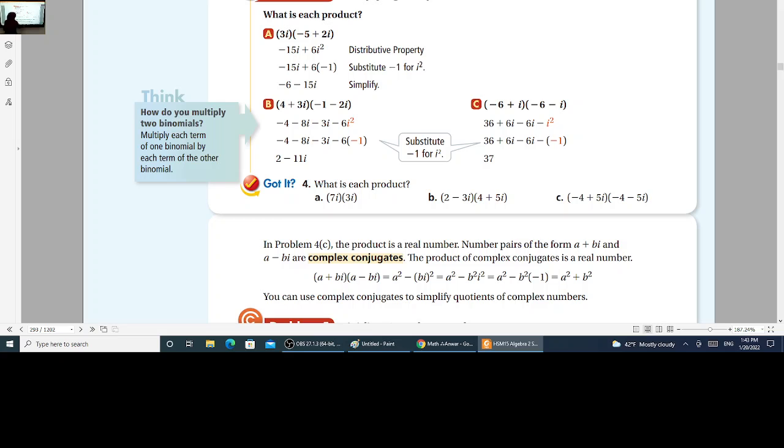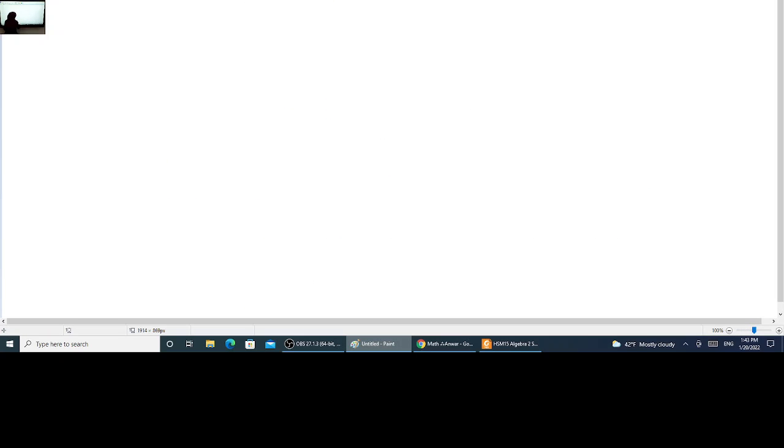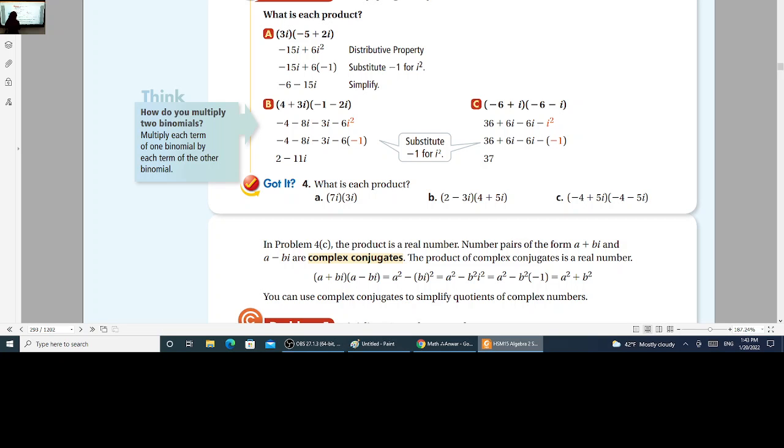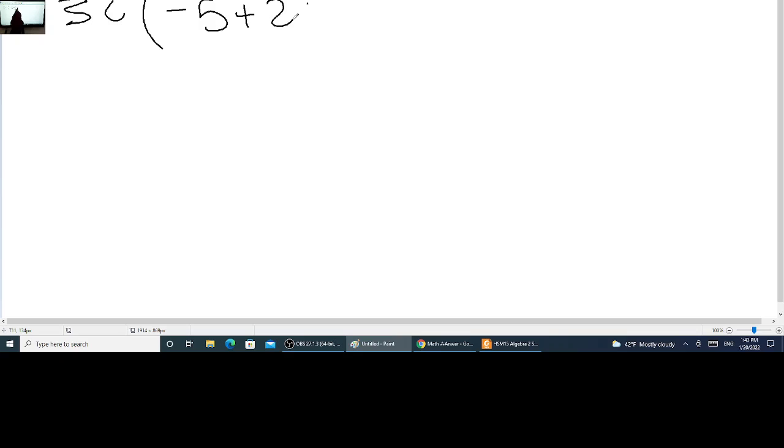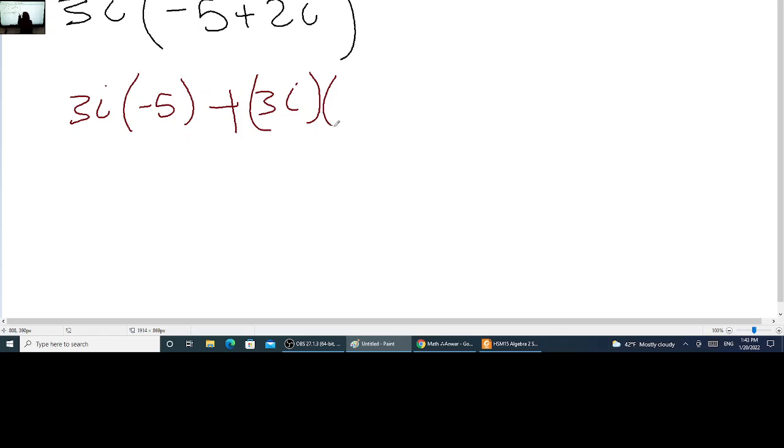3i times negative 5 plus 2i. We just use the distributive property to get 3i times negative 5 plus 3i times 2i. Now 3i times negative 5 is negative 15i, plus 3 times 2 is 6, and i times i is i squared.